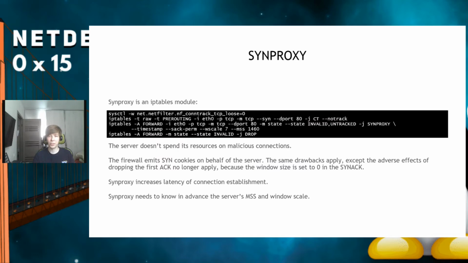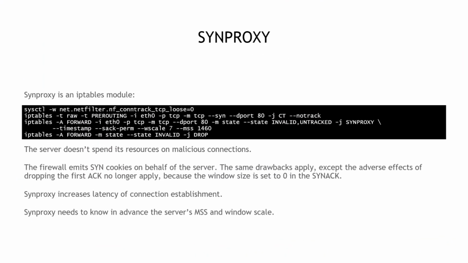Such a solution already exists, and it's implemented as an iptables module. It allows building the firewall described in the previous slide and avoids wasting the server's CPU time on generating and checking SYN cookies. All the drawbacks of SYN cookies still apply, except the adverse effects of dropping the first ACK because it can't hold payload.